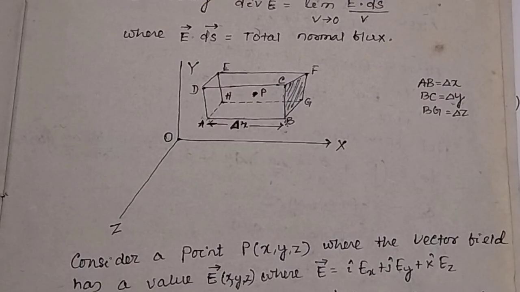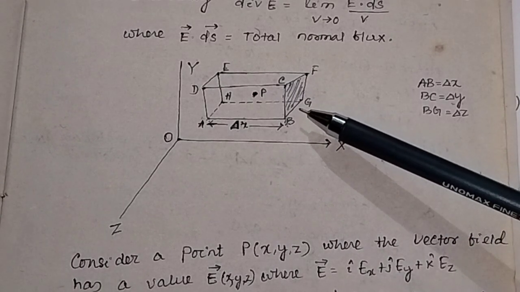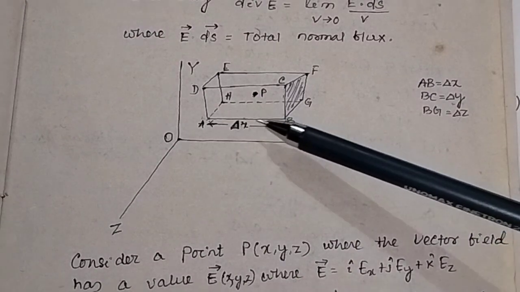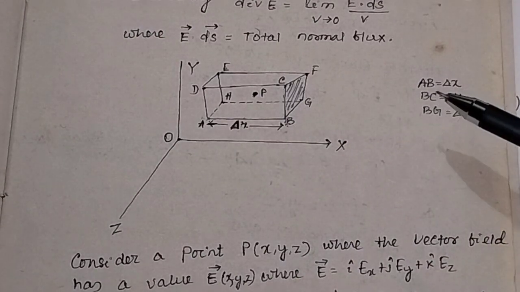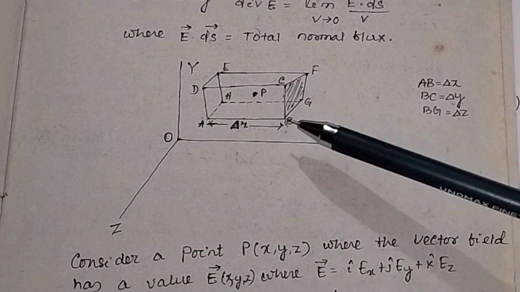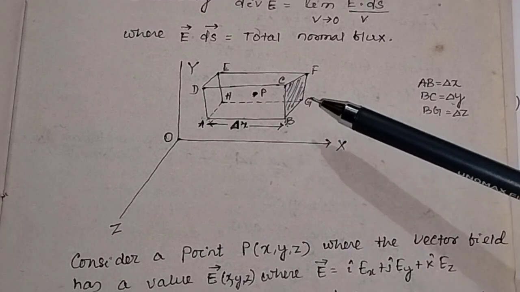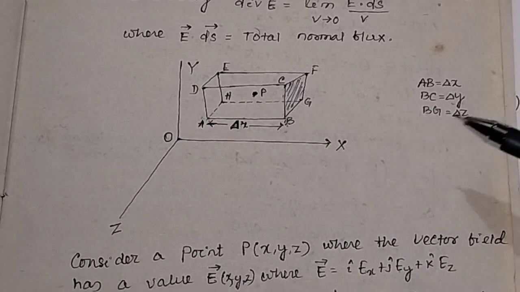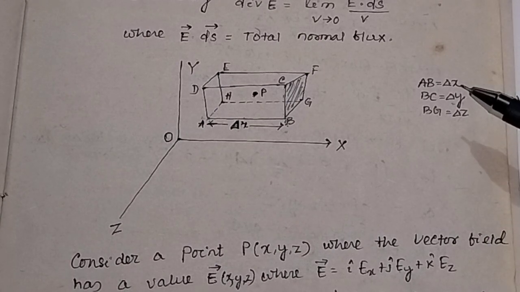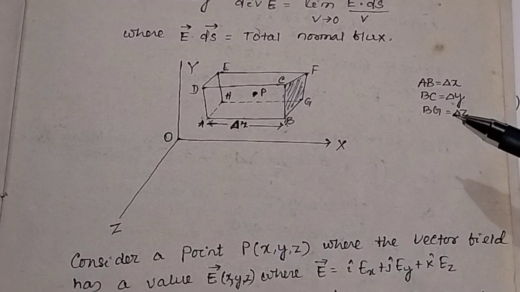Suppose this is a volume element, and in this volume element this length AB is equal to, suppose, delta x, and BC, this length is equal to delta y, and the length BG, this length is equal to delta z. Then what will be the volume? Volume will be equal to delta x delta y into delta z.